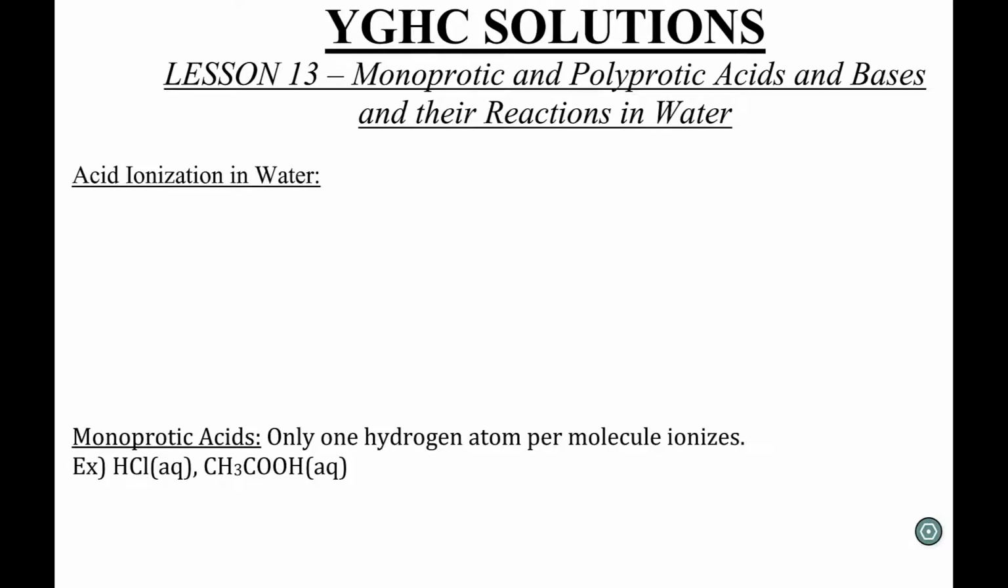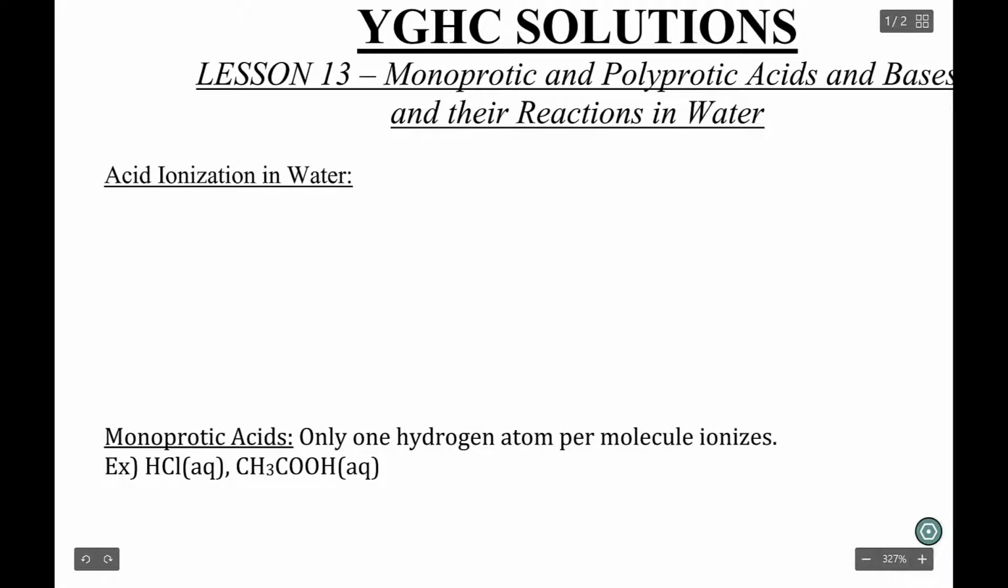In today's lesson, we are going to look at the difference between a monoprotic and polyprotic acid and base, as well as how they react in water, or essentially an ionization reaction. Now, we have looked at some of these already, so I'm going to do a little bit of review of what acid ionization looks like in water. And then we will do a number of examples talking about monoprotic and diprotic, triprotic acids and bases along the way. So the first thing I want to talk about is what is an ionization of an acid in water.